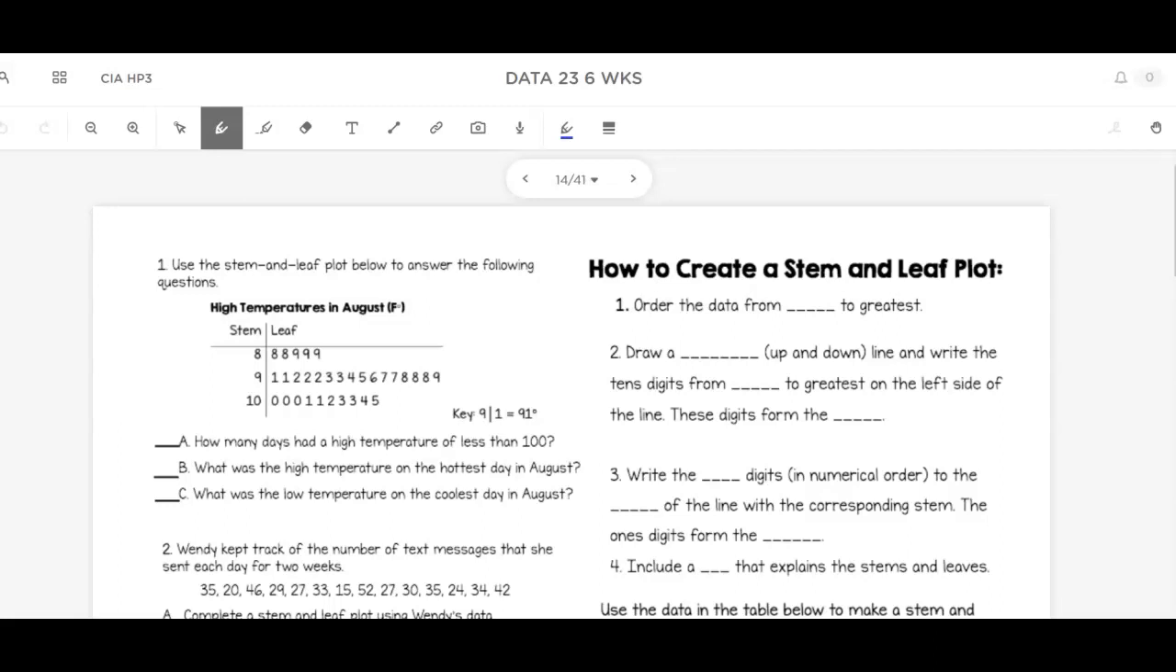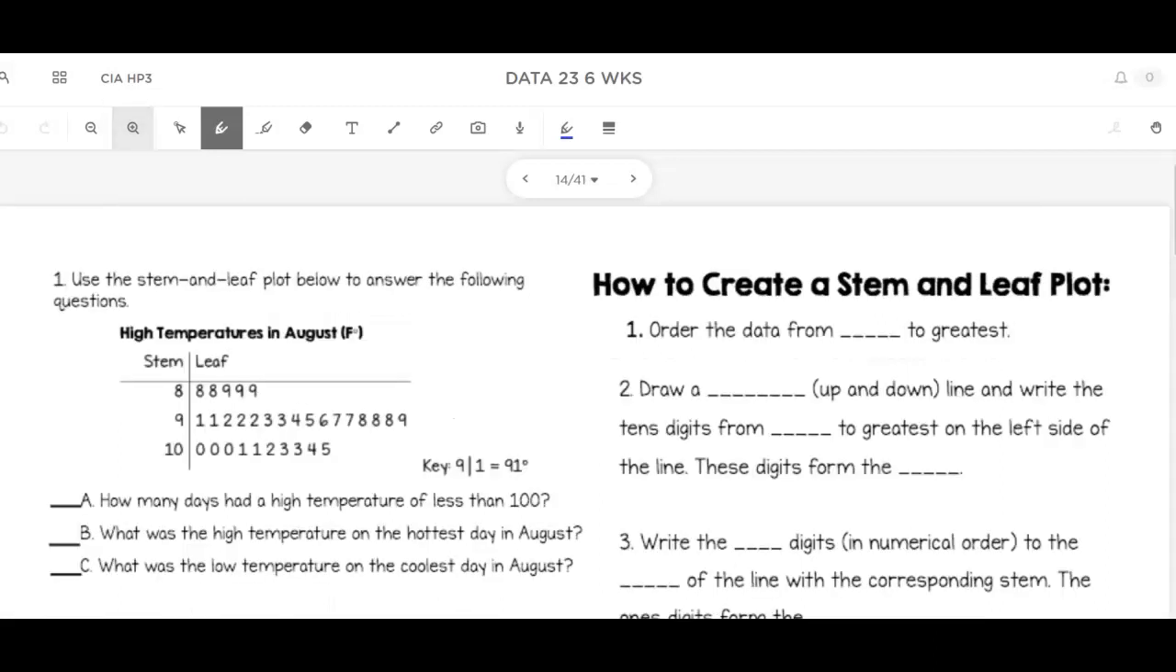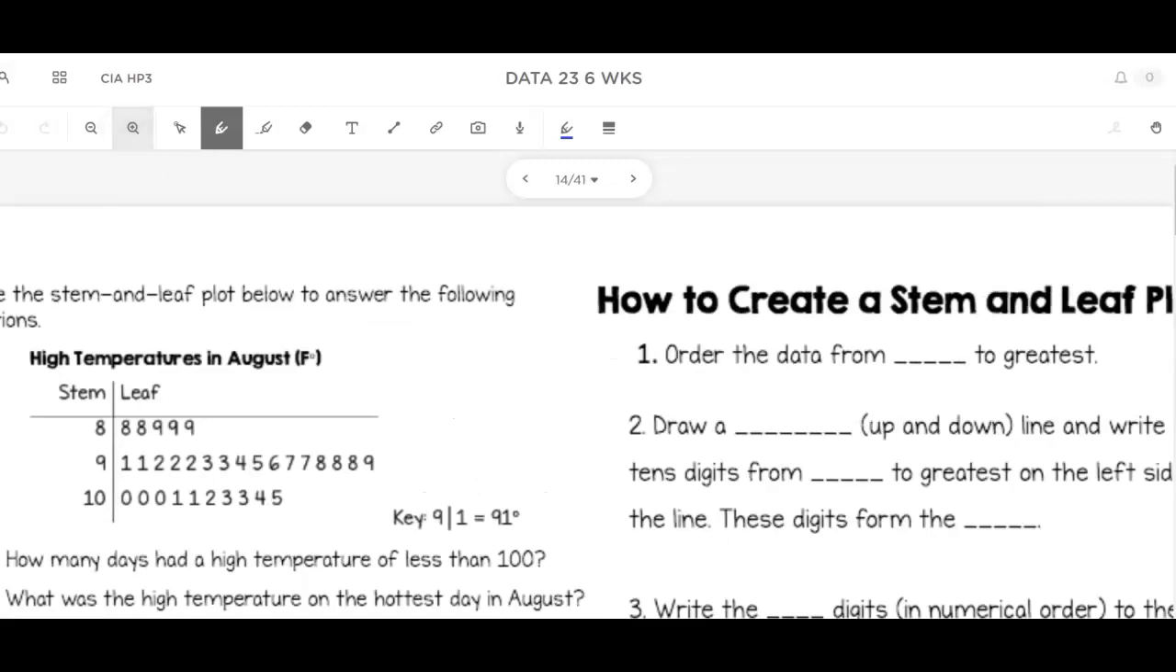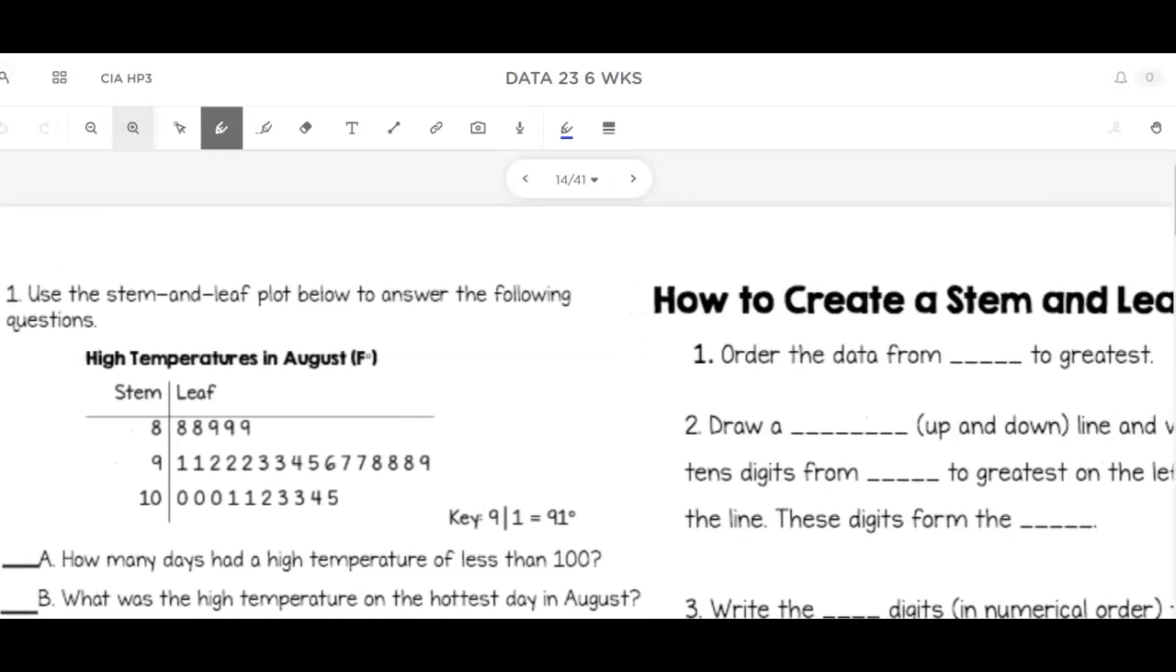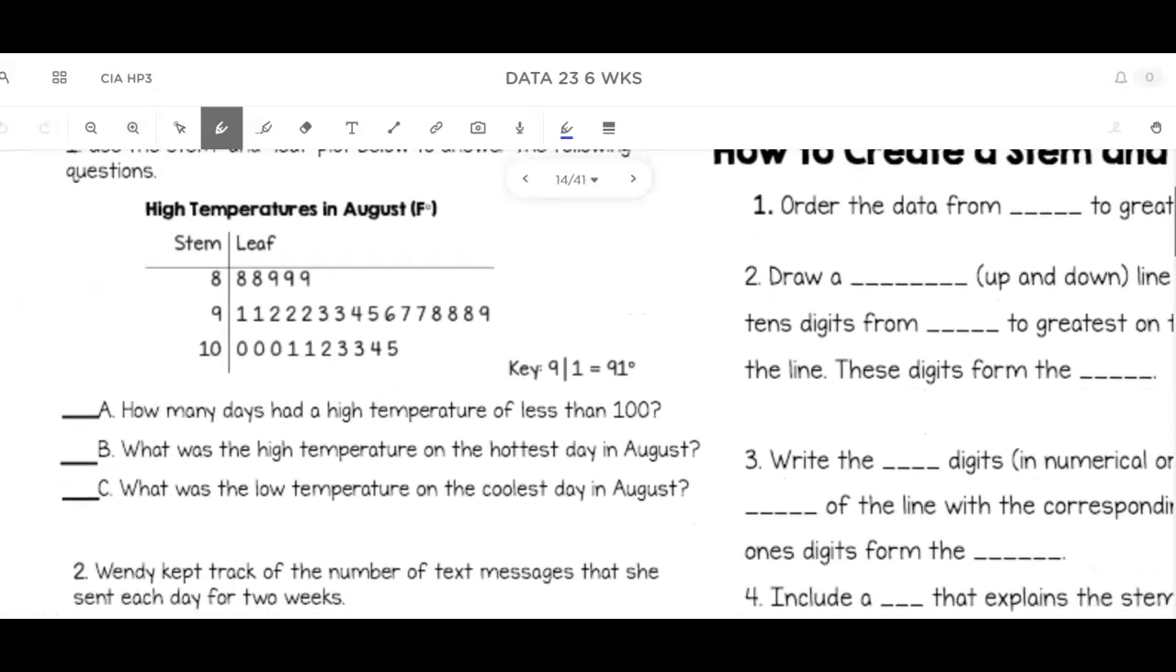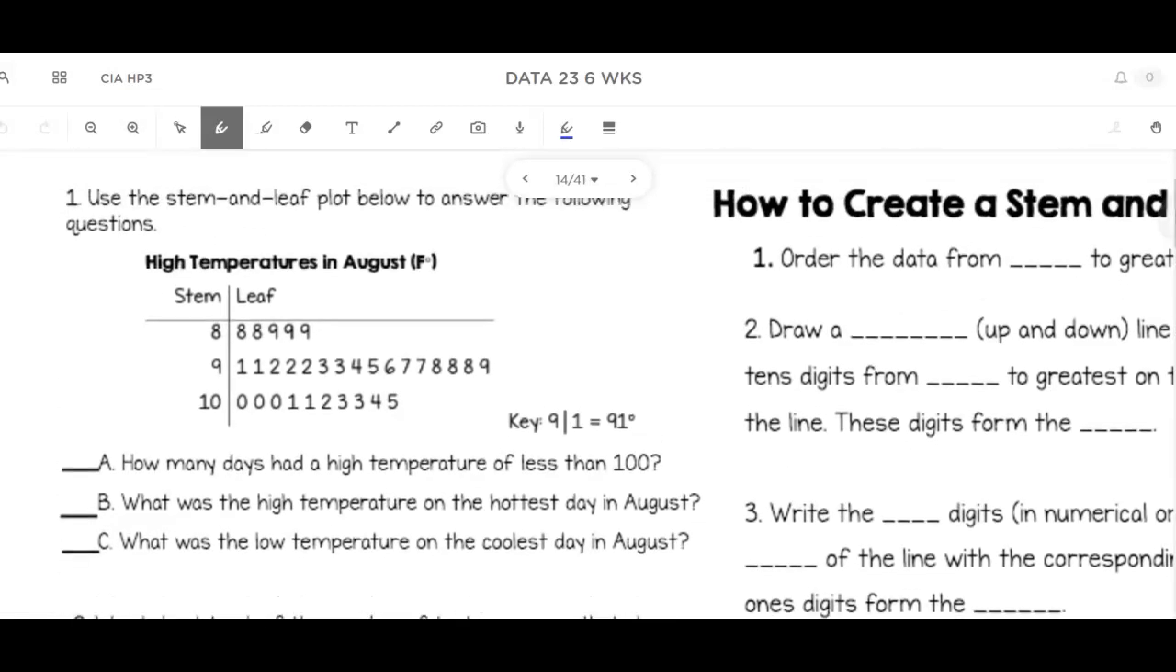Okay, number 1, use the stem and leaf plot to answer the following. Let's make this a little bigger. We're just going to answer some questions about this one. High temperature in August. How many days had a high temperature of less than 100? So when you see a 10 over here in the stem, that's where they're talking about 100. So however many numbers are less than 10 tens, or less than 100, is my answer.